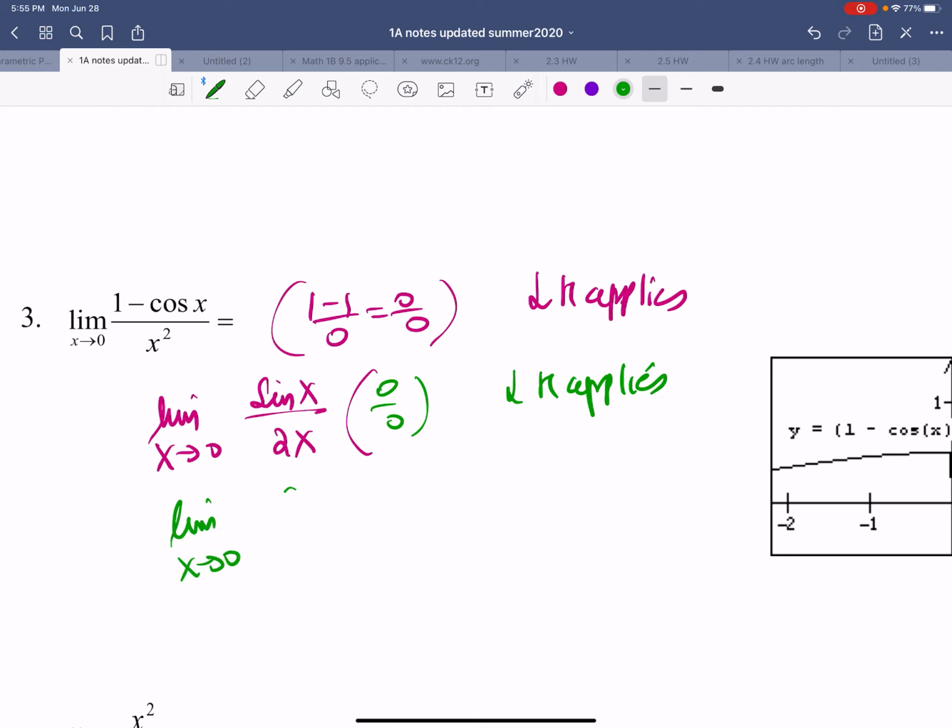Limit as x approaches 0. Derivative of sine x is cos x. Derivative of 2x is 2. When x goes to 0, cosine x goes to 1. So this limit goes to 1/2.